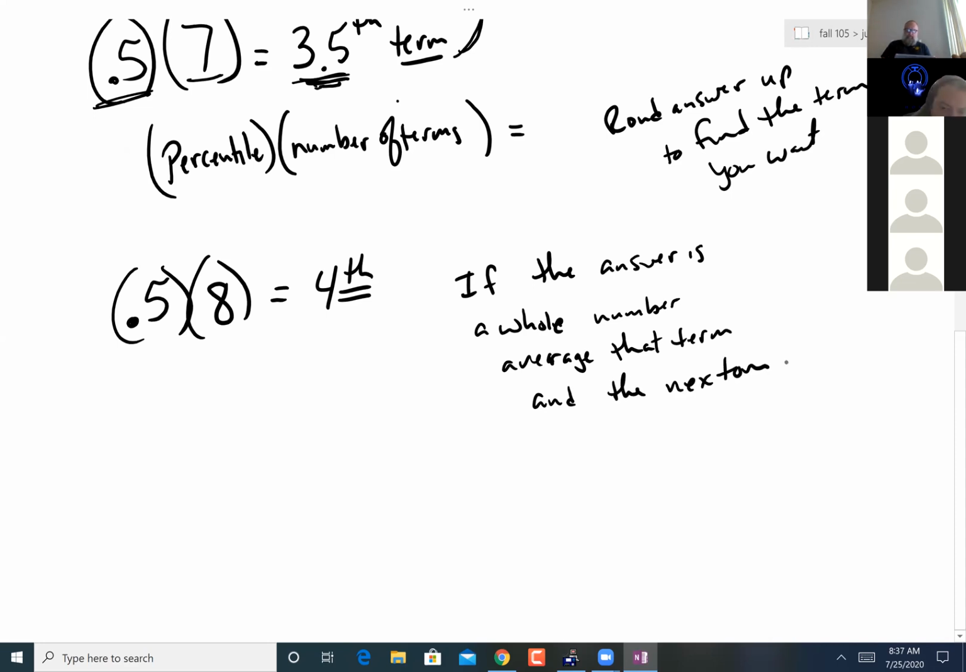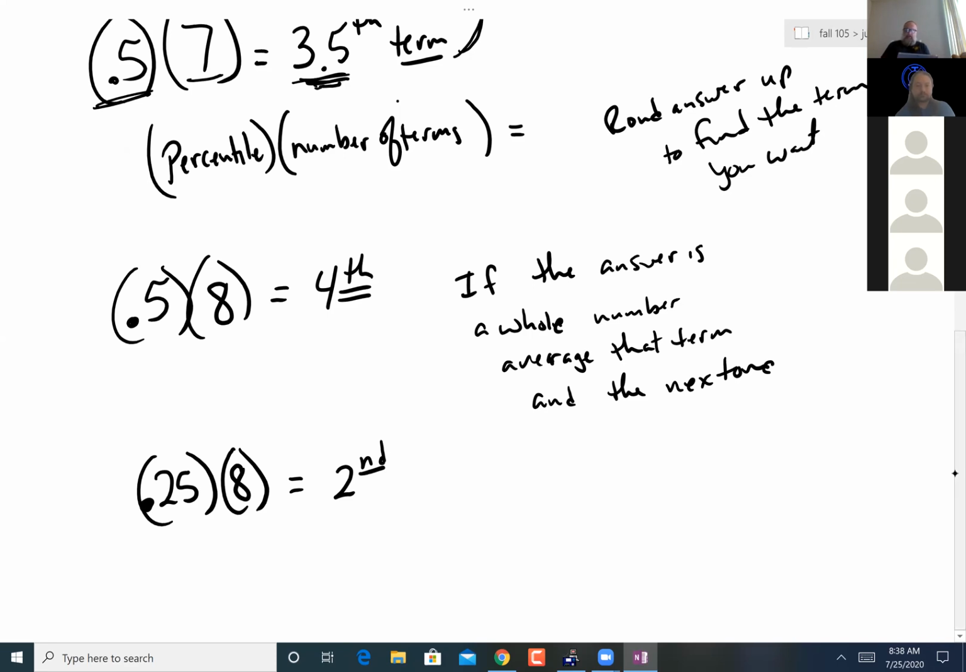Okay, and the next one. So not terribly difficult. So you're like, Jay, what if I wanted to find the 25th percentile for the second one? Let's find out. I don't know. Cool. What is the 25th percentile times 8? Well, 25% of 8 is 2. Oh, dude, it came out even again.